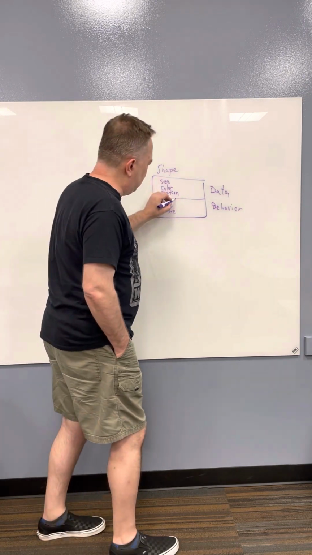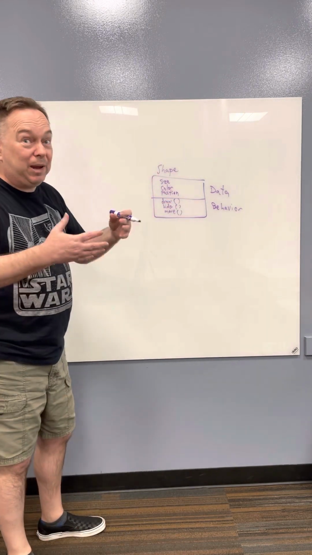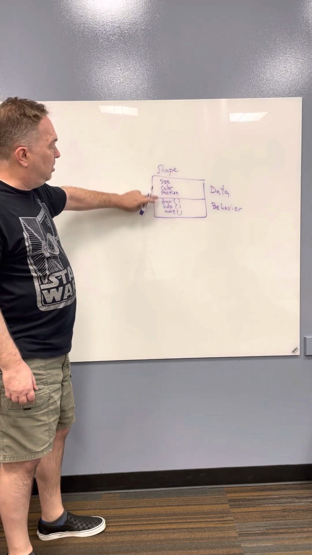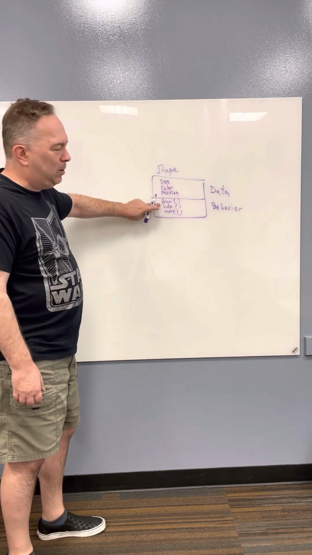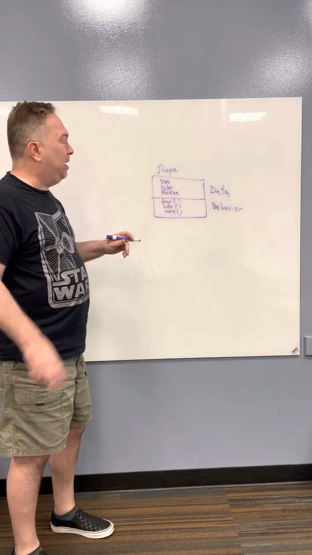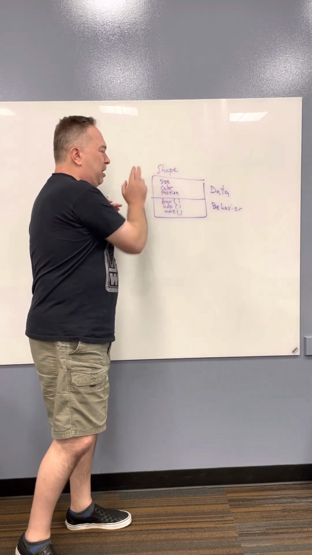I'll put parentheses here. This is not Java yet. This is parentheses just to show these are behaviors. So you have essentially variables, data variables, and you have what will ultimately become methods. They're called methods when we define what these are. Okay? The point I want to get here early on is that all of this stuff relates to a shape.